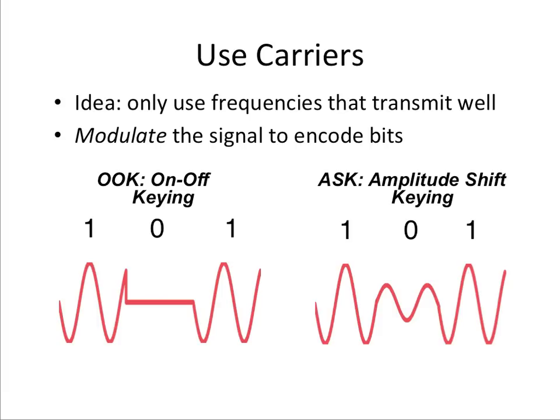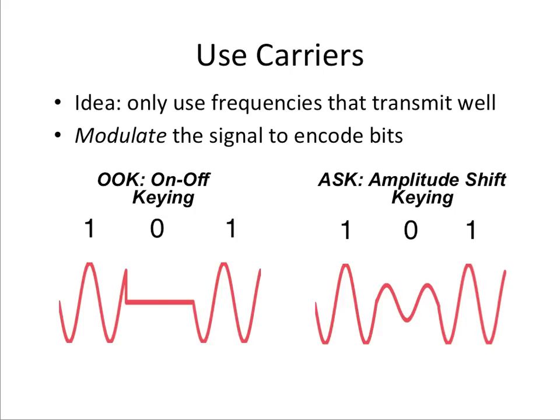For example, the very simple scheme that we talked about earlier, on-off keying. So let's say our media can propagate this type of signal very well, so that's what we're going to use. That's going to be our carrier signal. And if we want to use the fact that the signal exists and does not exist at a particular time to encode information, then it's pretty simple. Whenever we need to transmit 1, we're just going to transmit that carrier signal. And whenever we need to transmit 0, we're not going to transmit anything. So that would be on-off keying.